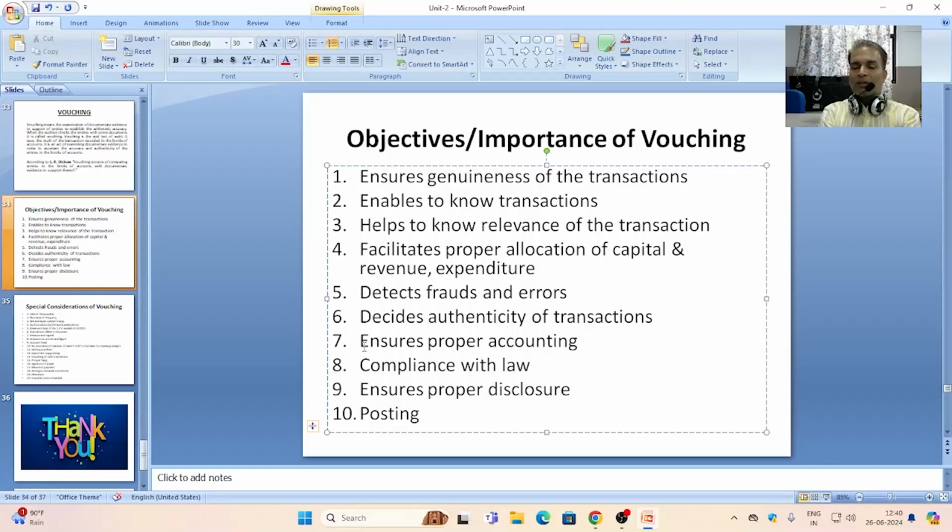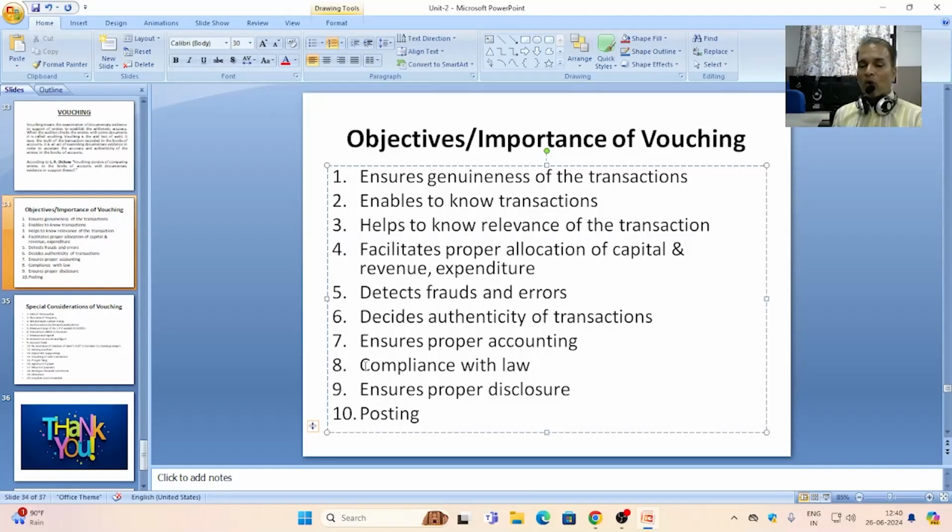Ensure proper accounting. In this point, we can say that the proper head should be debited and the proper head should be credited, or in case of a general voucher, the proper heads should be debited and credited with the support of supporting documents. And by comparing the entries in the books of accounts with the vouchers available in the voucher file, the auditor can easily find out whether proper accounting has been done by the accountant or not.